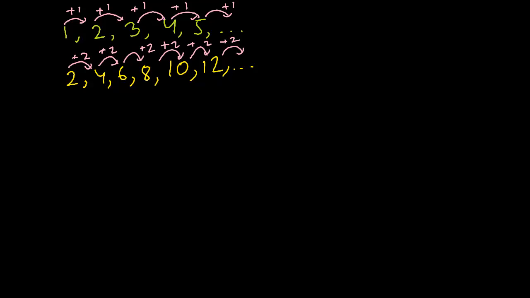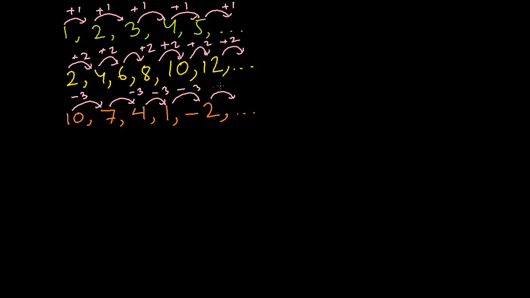When you have a list of numbers which is increasing, it can also decrease. For example, if we have 10, 7, 4, 1, minus 2, you would see here it is decreasing by the same amount. 10 minus 3 is 7. 7 minus 3 is 4. 4 minus 3 is 1. 1 minus 3 is minus 2. Minus 2 minus 3 would be minus 5.